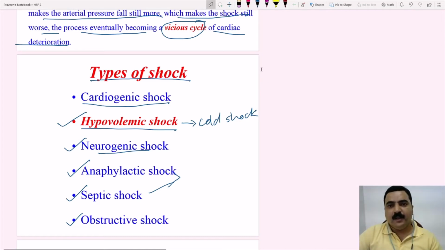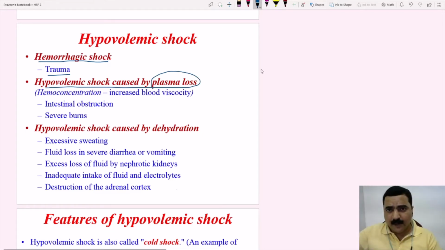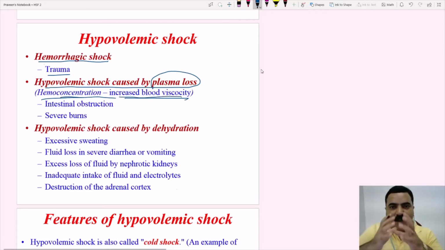So what are the causes for hypovolemic shock? Hypovolemic shock can occur due to hemorrhage. There is a trauma, a road traffic accident or any other trauma where there is a loss of blood. That is one reason to cause hypovolemic shock. Hypovolemic shock can also be caused by plasma loss alone. It need not be the whole blood that is lost, as in hemorrhage; only the plasma can be lost. So what is that? Hemoconcentration and increased blood viscosity. When you lose only the plasma, it causes hemoconcentration and increases the blood viscosity, because the RBCs are very tightly packed.